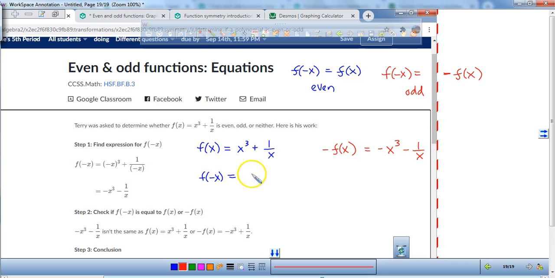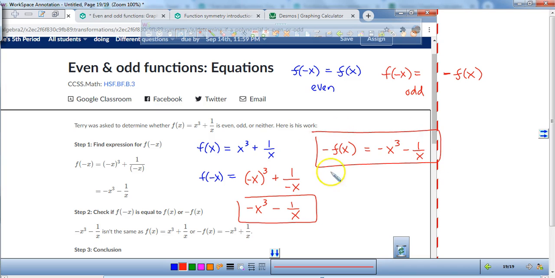Let's see if we do this. I'm going to put negative x cubed plus 1 over negative x right there. A negative times a negative times a negative keeps it a negative. And then we have a negative minus 1 over x. This is looking pretty odd because it looks like these match, so it looks like it's following this rule.